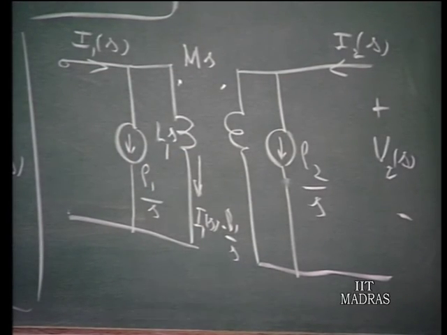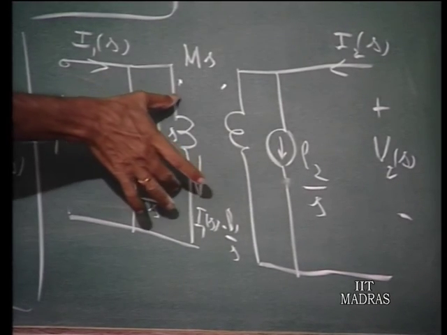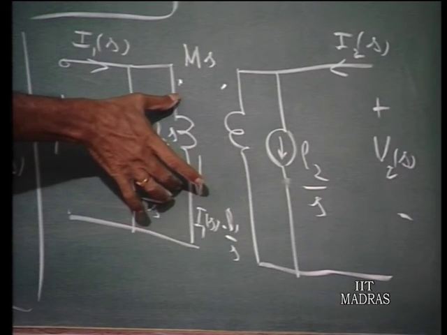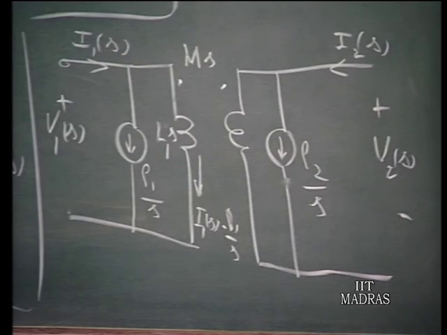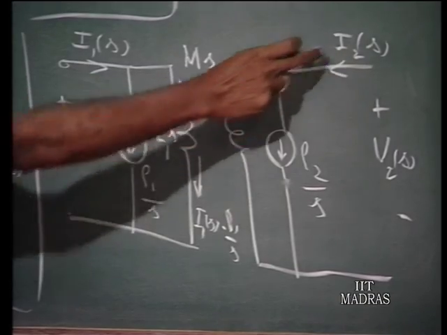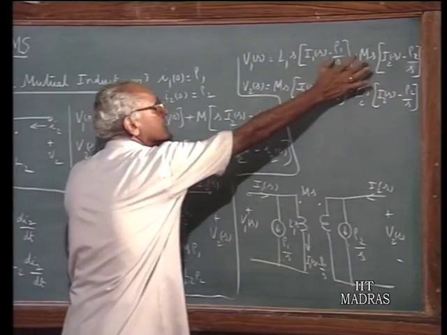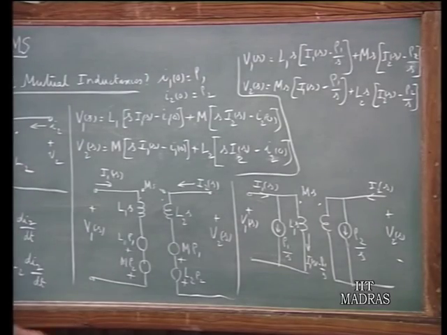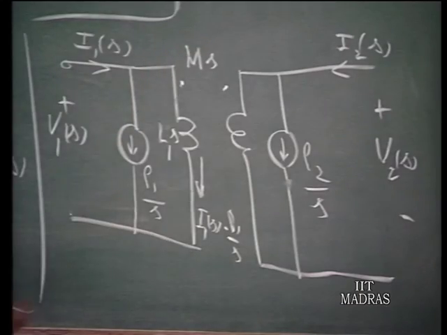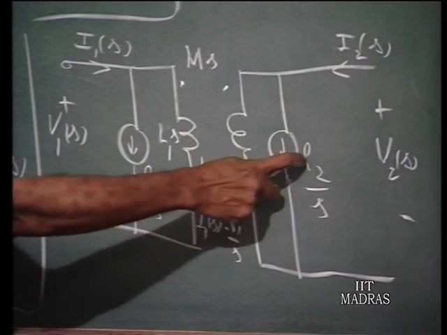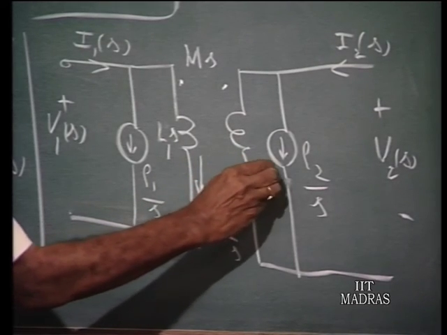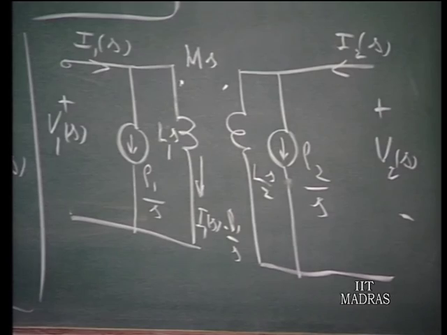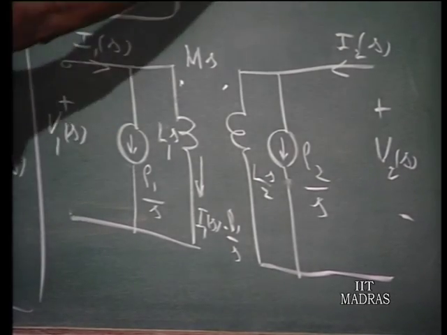So, now we see that this voltage V1(s) is obtained as the drop in this inductor. What is the drop in this inductor due to self induced EMF? I1(s) minus rho 1 by s times L1 s, and the mutually induced voltage is Ms times the current here, which is I2(s) minus rho 2 by s. So, these are exactly the terms that we are having here. Similarly, the voltage induced in this, which is equal to V2(s), is the self induced voltage I2(s) minus rho 2 by s times L2 s, and the mutually induced voltage which is Ms times I1(s) minus rho 1 by s, that is the one.